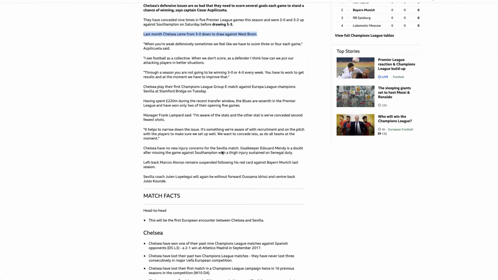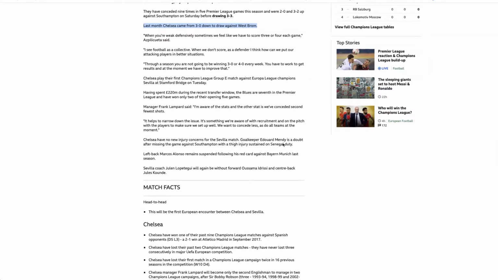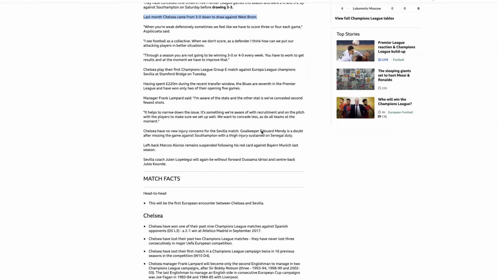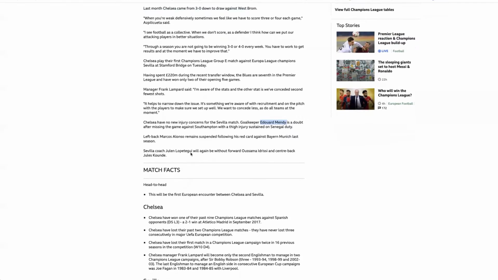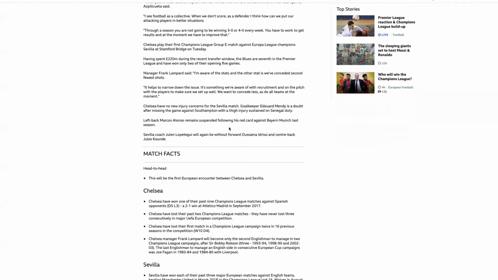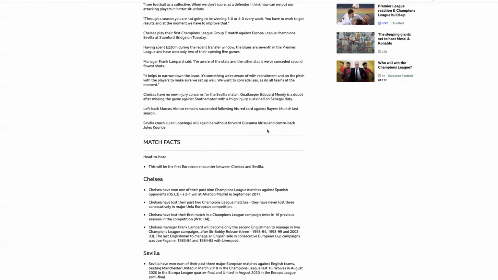So Chelsea have got no new injury concerns for the match. Mendy's a doubt after missing a game with Southampton. So they have got a new goalkeeper, but he's injured. Alonso's suspended because he got the red against Bayern Munich last year, and Sevilla are going to be without their forward Idrissi and a centre-back as well. So looking at the head-to-head, you can't line them up because this is the first time they've played each other. So then as a trader, it becomes a situation where, do I just not bet on this game? I just don't have enough information.